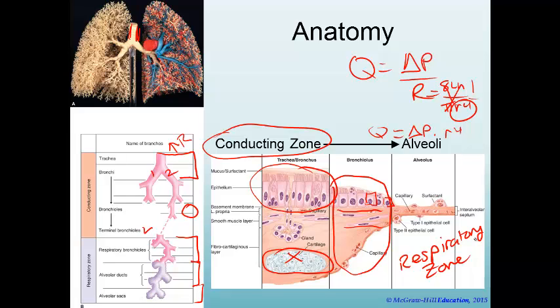And it is at those points where the distance between the capillary and the air that is filling those tubes or the alveolus is short enough, the distance is short enough where diffusion can take place. So that's why it's called the respiratory zone. That's where actual exchange of gases can occur.